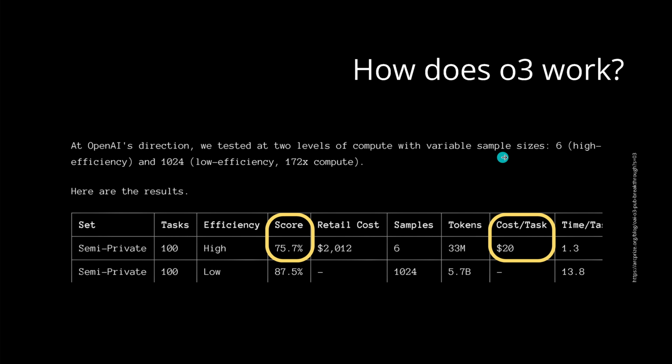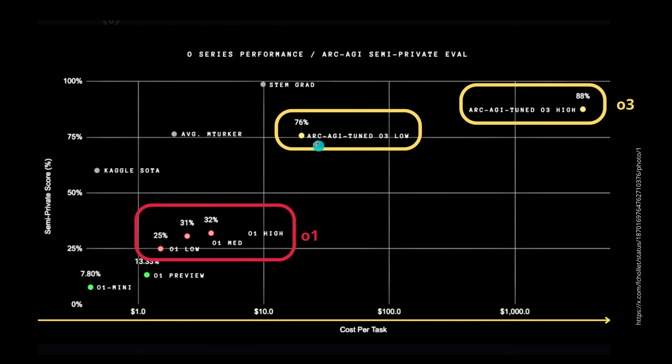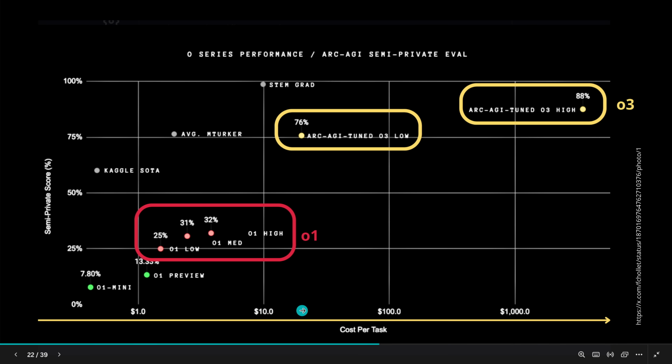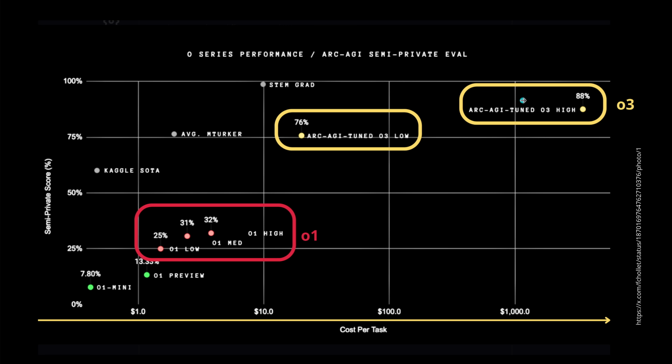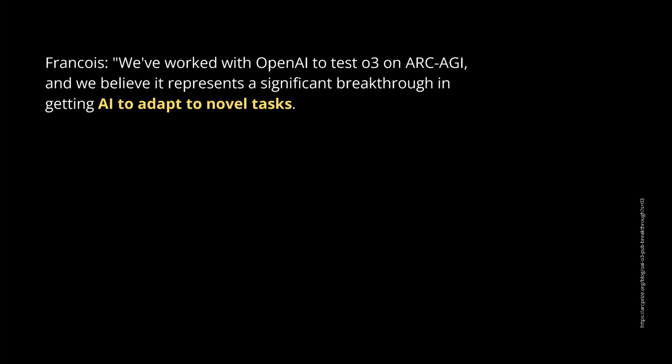Now, they also have a variable sample size. The high efficiency goes with a sample size of 6. The low efficiency goes with a sample size of 1024. And you see, tokens 33 million, close to 6 billion tokens, unbelievable. And the cost per task: OpenAI asked them not to publish here the cost per task for the high version, but listen, if the cost per task is here $20 for the low score, the 75 to 76%, then, if we have here now the $1,000 mark per task and the end is at $2,000, we can estimate, let's say, $1,800 per single task for the high performance mode of o3. And remember, those are the costs, not the price OpenAI will ask you to pay.